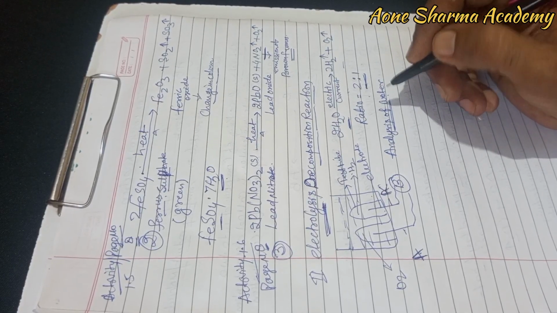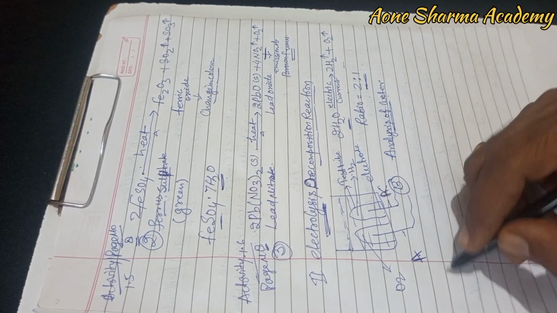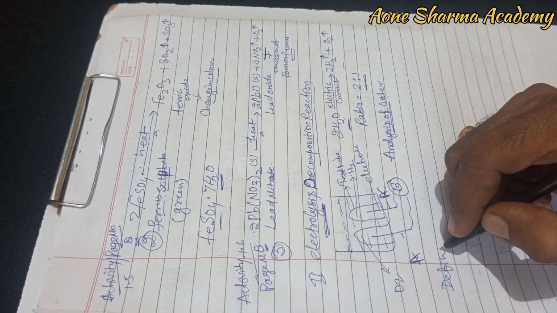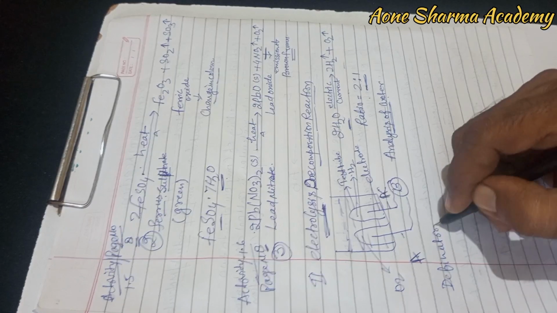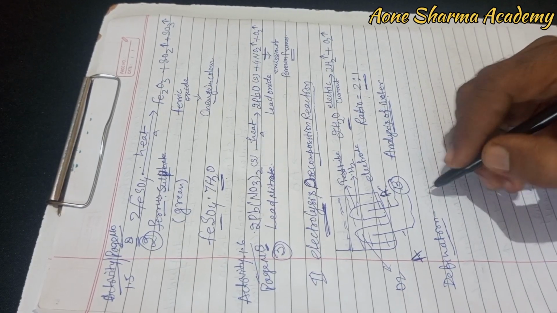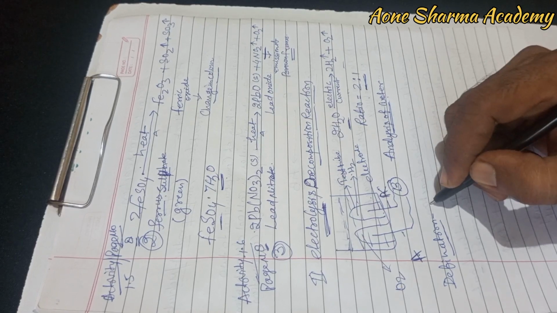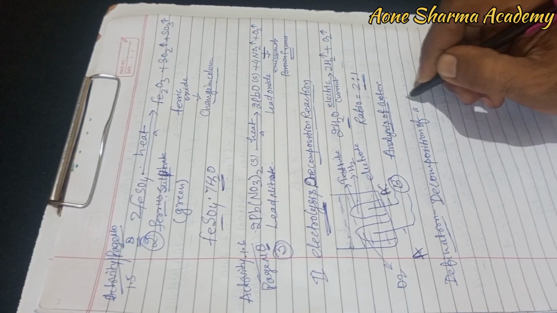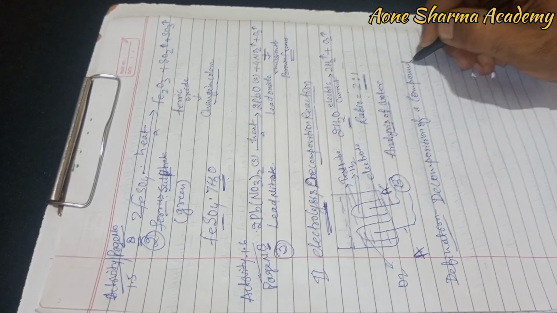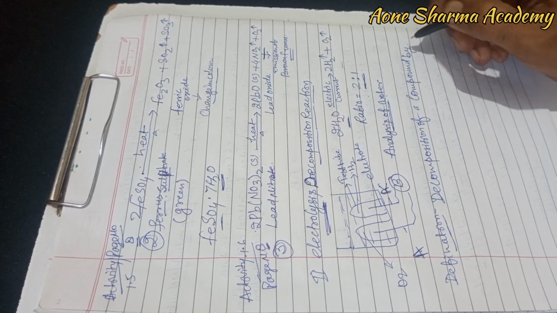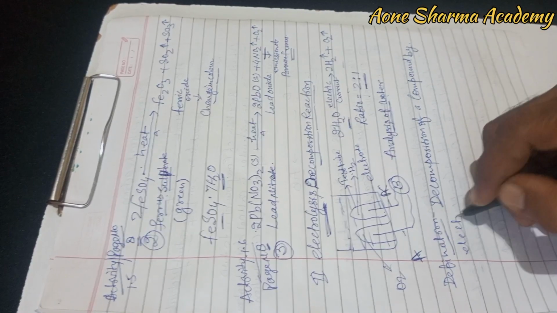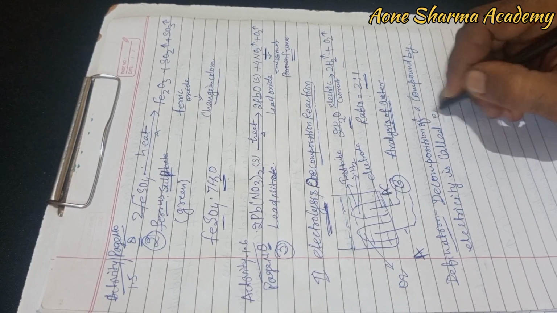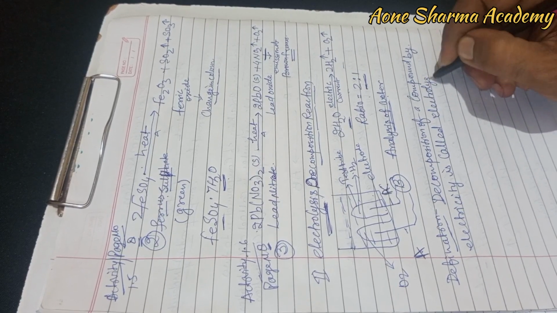Now we write here the definition of electrolysis decomposition reaction. Decomposition of a compound by electricity is called electrolysis.